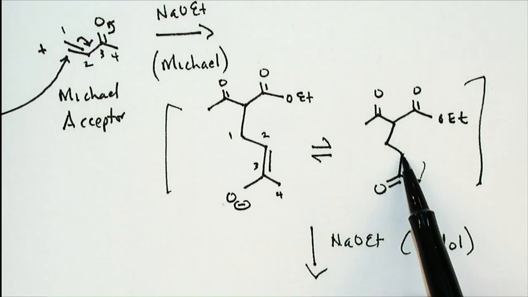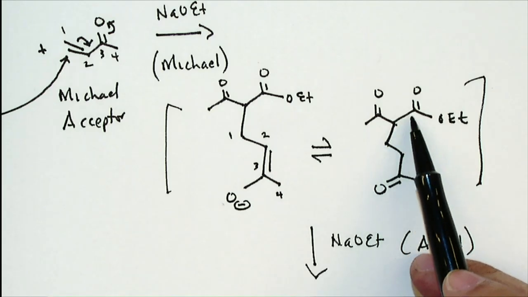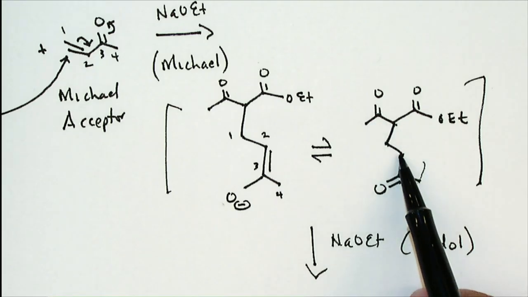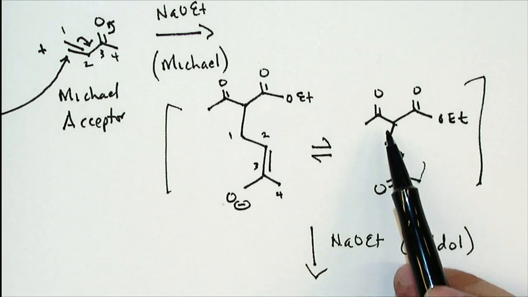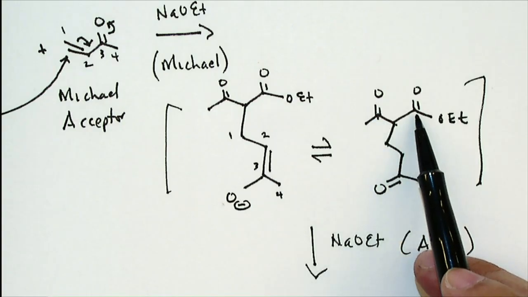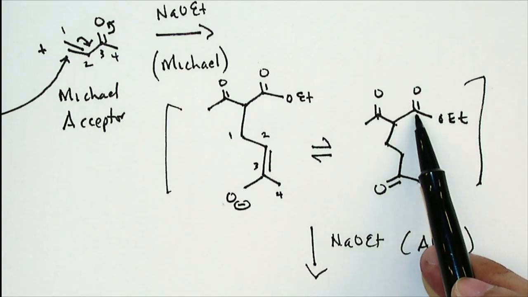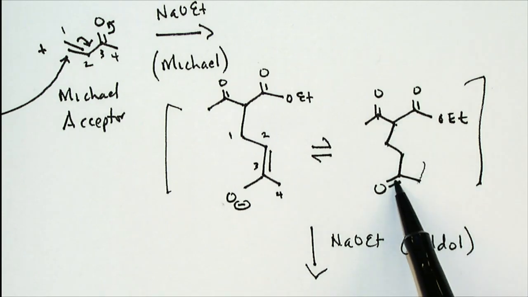So let's count. 1, 2, 3, 4. It would form a 4-membered ring if it attacks here, or 1, 2, 3, 4. It would form a 4-membered ring if this is the deprotonated site and you attack here. 4-membered ring if you attack there. If I deprotonate here and I attack the ester, 1, 2, 3, 4, 5, 6, which is a much more stable ring. If it attacks a ketone, 1, 2, 3, 4, 5, 6, which again is more stable.